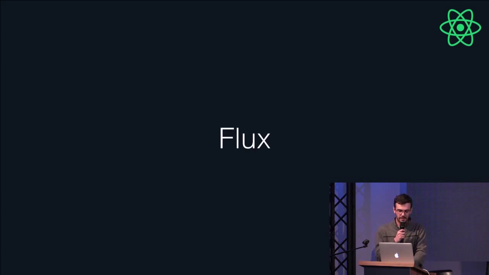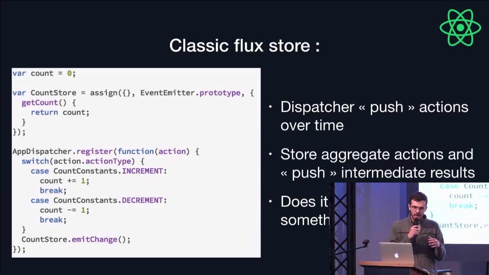Another thing is Flux. If we look at the classic Flux implementation, we have a dispatcher which pushes actions over time, and we have a store which aggregates these actions and pushes intermediate results. Here we can see a very dumb store. It's a count store. I love counting things. It registers to the dispatcher, and when it receives increment or decrement, it increments the count or decrements the count. Very simple.